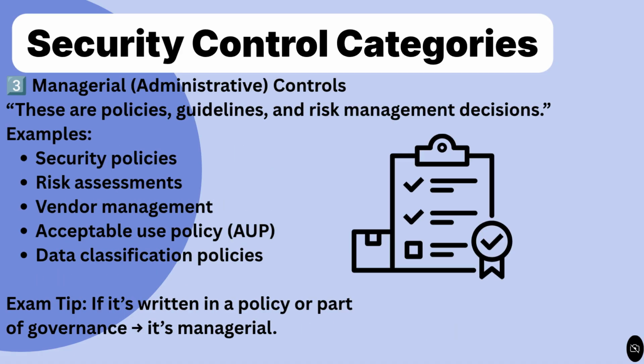Third is managerial or administrative control. Managerial controls are high level decisions, policies, and governance activities. These guide how security should be implemented across the organization. Examples include security policies, risk assessments, vendor management, acceptable use policies, and data classification policies. If the control exists in documentation or policy, it is a managerial control.